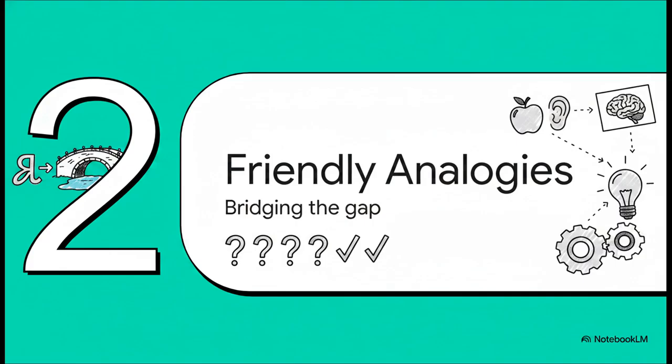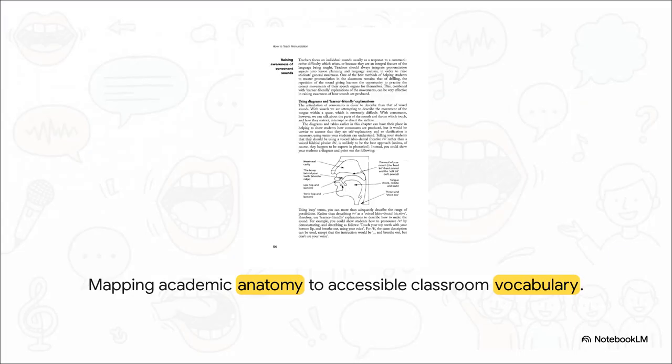Which brings us nicely to Section 2, using learner-friendly analogies to make the invisible visible. What's really interesting in our source material is how it explicitly maps out a translation from dense academic jargon to terms anyone can instantly grasp. Think about it. If we tell a student to manipulate their velum or their alveolar ridge, we are just going to get totally blank stares. We absolutely have to build a bridge between the clinical science of speech and the messy reality of the classroom.